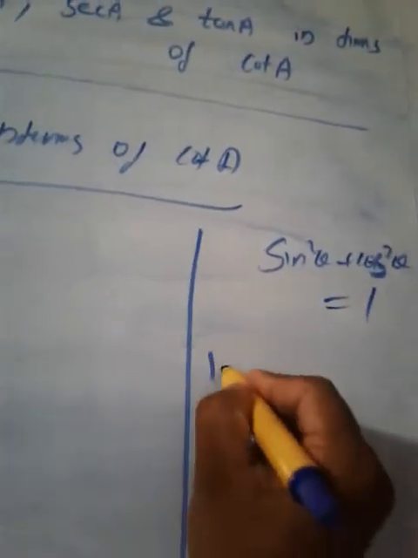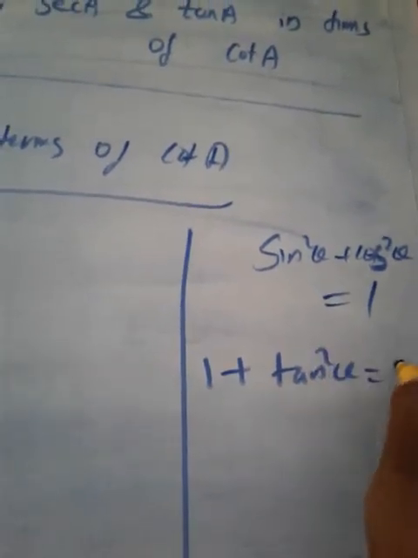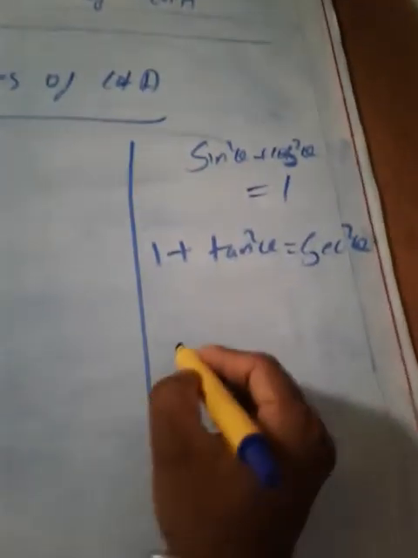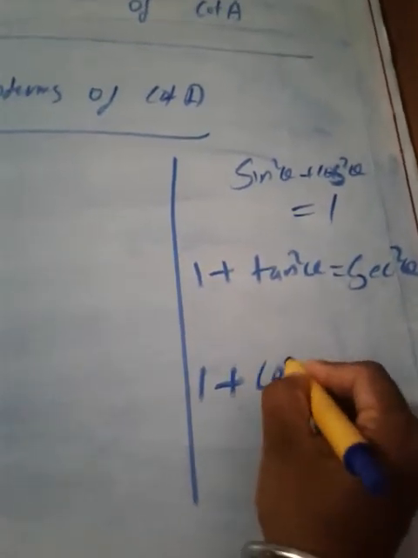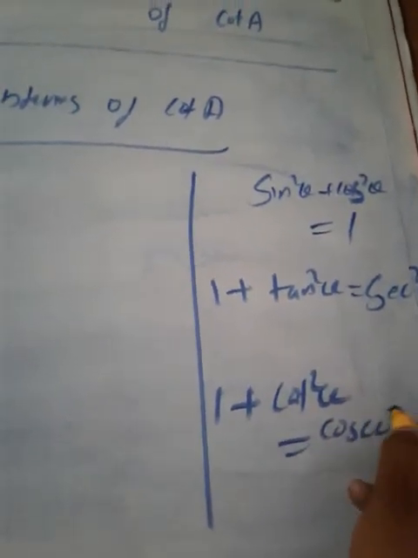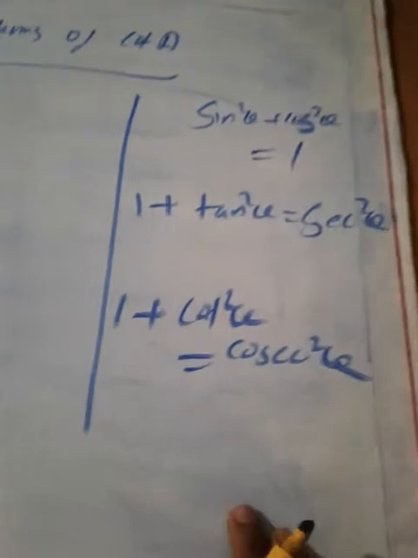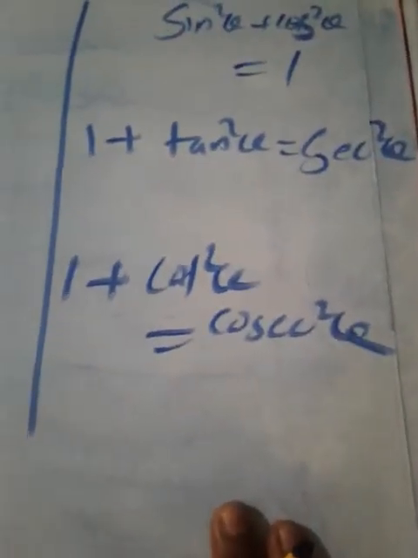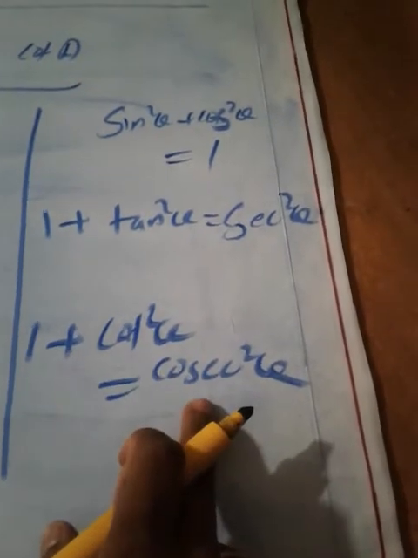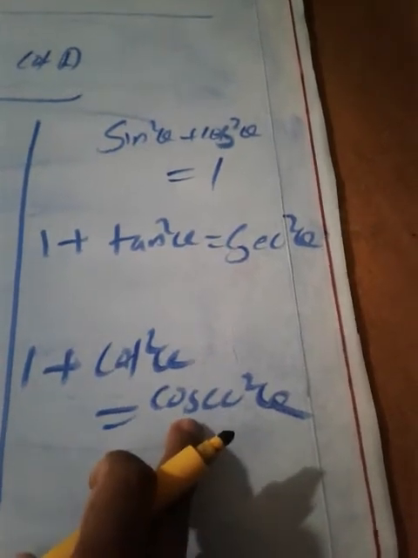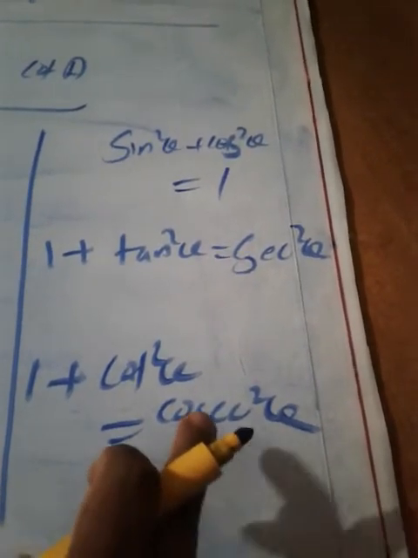And what is the second identity? 1 plus tan square theta is equal to sec square theta. It is a relation between tan and sec, not sin and cot. And which is the third identity? 1 plus cot square theta is equal to cosec square theta. Now just look at this identity. Do you smell anything? Think. It is a relationship between cot and cosec. We need the relationship between cot and sin. In other words, can you say it is a relationship between cot and the inverse of sin? Because cosec is nothing but the inverse of sin.